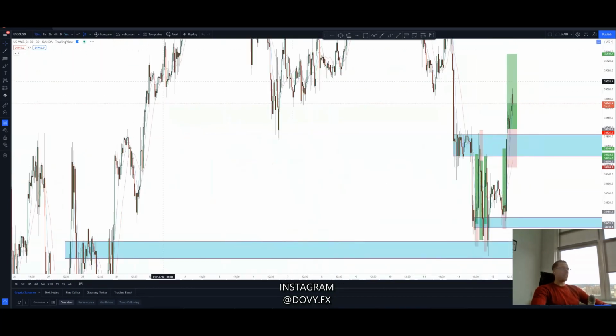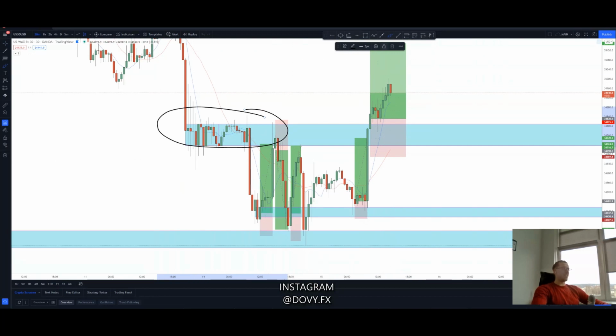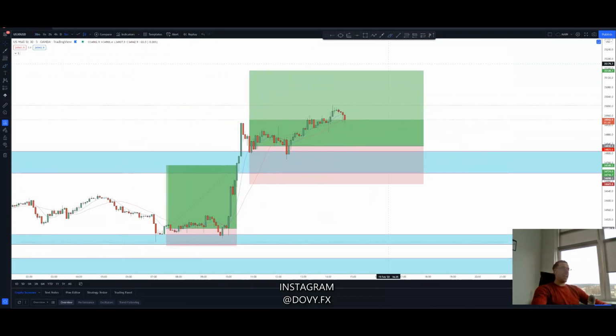We have once again this beautiful distribution demand that was broken above, and now it's currently serving as supply. So since we had so much momentum here on the London session, on the London Open, I didn't even wait for that many rejections. After we had this break and had this retest, I decided to go long.